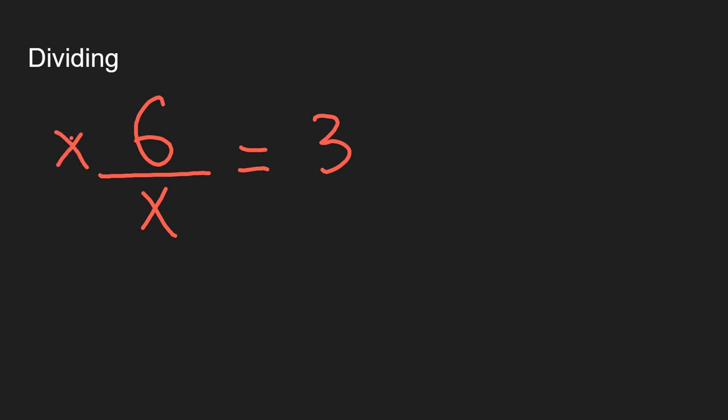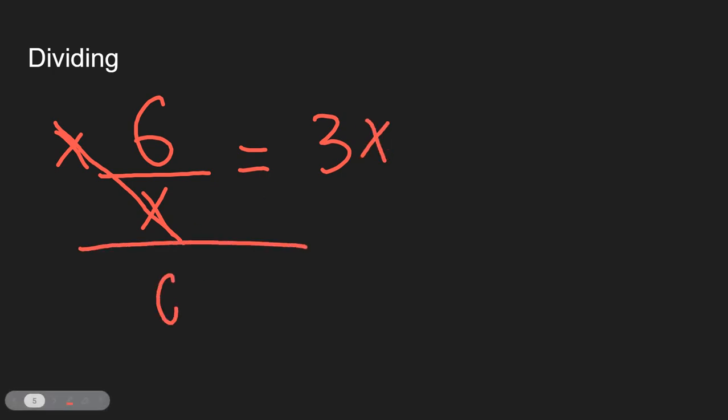I'm going to multiply the left by x because that cancels it out, and I'm going to multiply the right by x. So we're left with 6 equals 3x. Now, same situation that we had before. I have 3 times the number. 3 times x equals 6. So how do I get rid of it? What's the opposite of multiply? The opposite is divide. There we go. 6 divided by 3 equals 2.